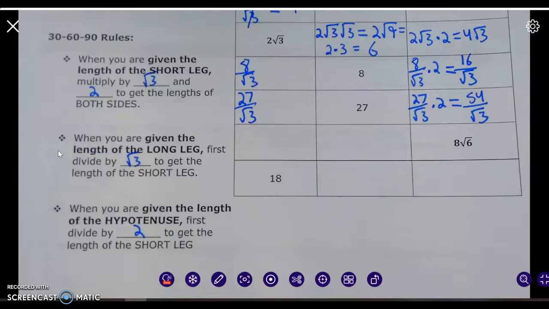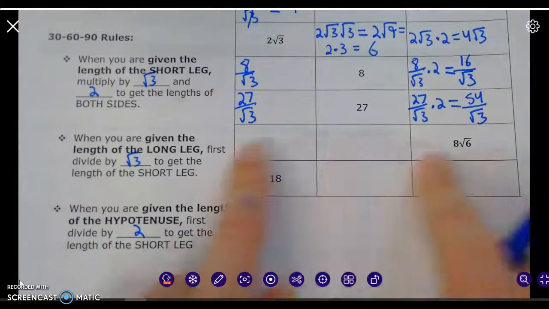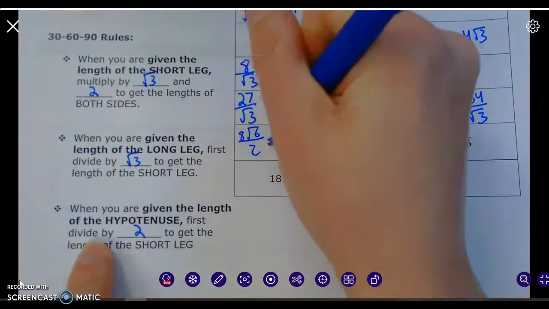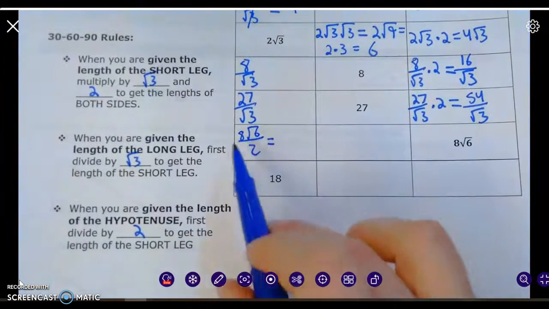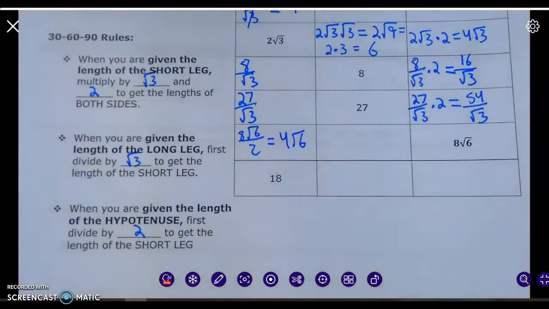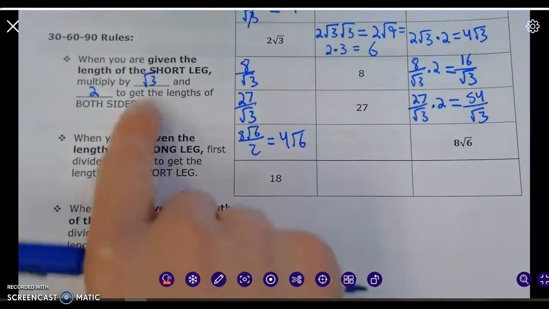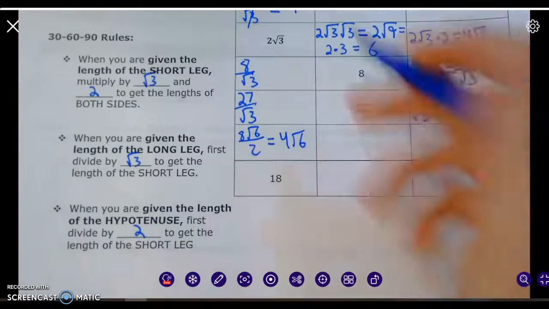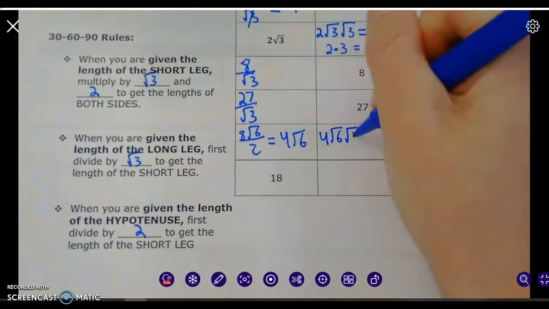Okay, you guys want to try out the last 2? Okay, take a moment, try out the last 2. See if you can get them. So to go from hypotenuse to leg, my rule says to divide by 2, so you take that number and divide by 2. Now you can actually divide that 8 and 2 out, right? 8 divided by 2 is 4, just to make that look a little nicer. Okay, and then once you have the short leg, what does my rule say to do? Multiply by √3 and 2. So since I'm getting the long leg, that is where I use the √3.